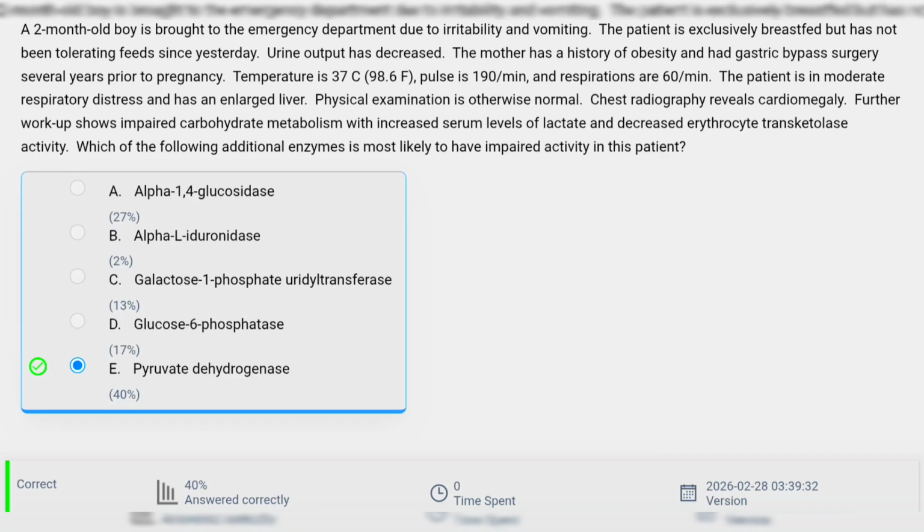So remember, USMLE questions are not testing facts, they are testing your thinking. If you train your approach, the answers start revealing themselves. Practice this strategy, apply it consistently, and you will feel the confidence.